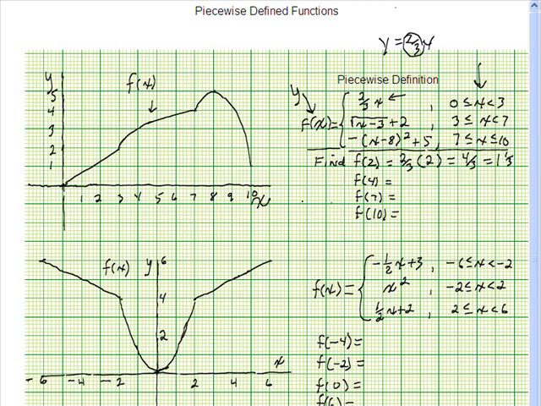Well, let's see if that worked. We come over here to x equals 2, that's right here. We read up, and sure enough, that looks like it's 1 1/3 high. So that makes sense. Let's do the second one, f of 4.